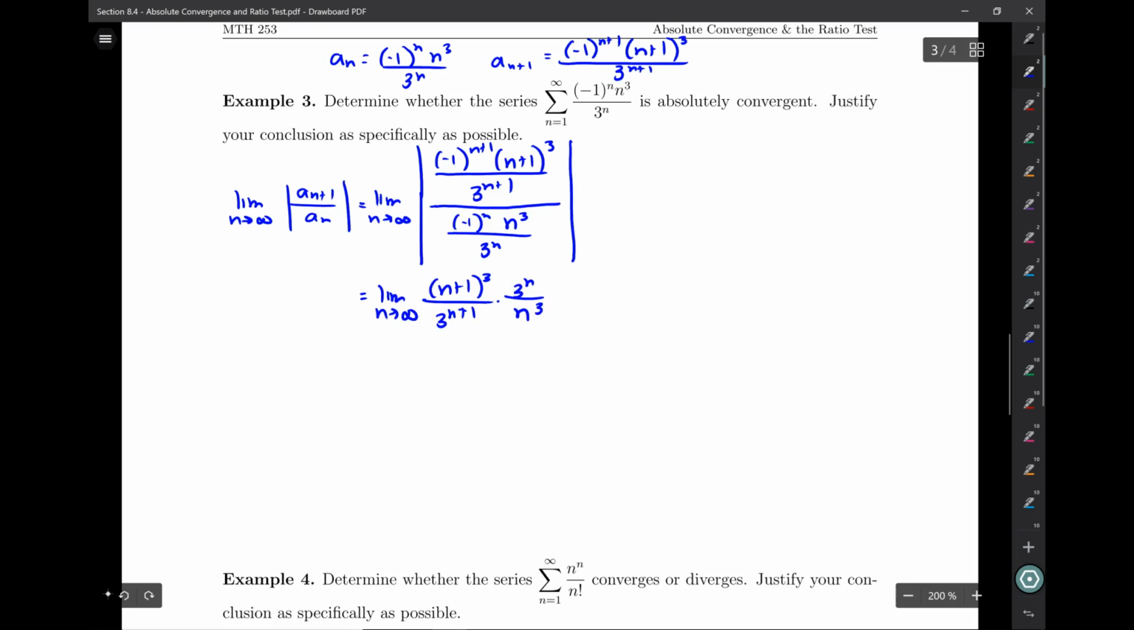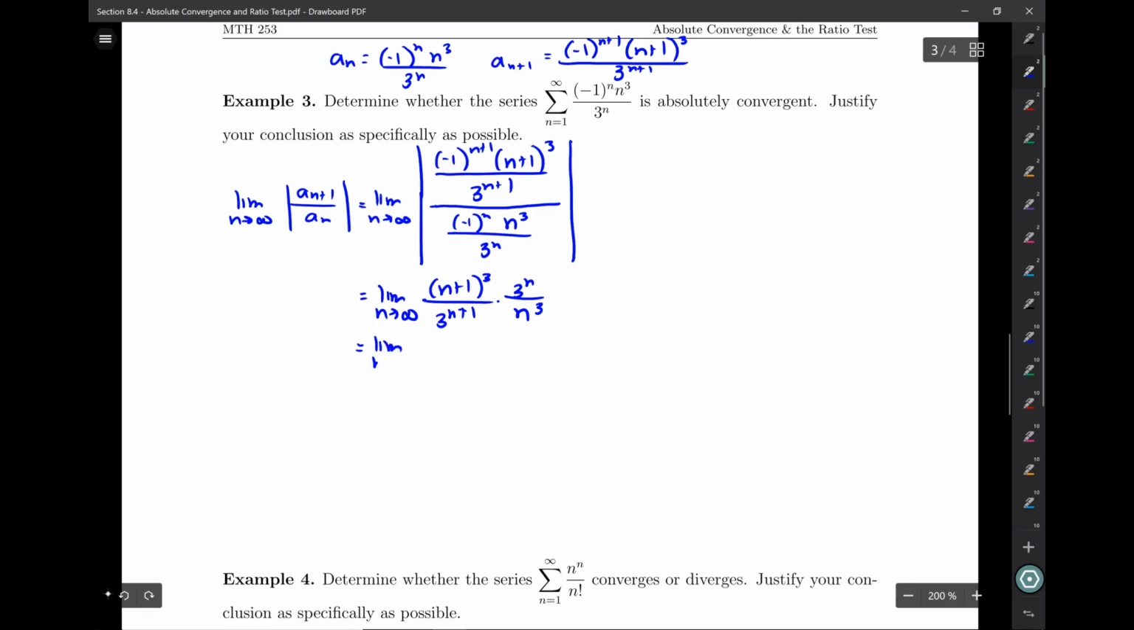Okay, so again, I got rid of the absolute value. I guess that was really like three steps in one: got rid of the absolute value, got rid of the alternating factor because we took the absolute value of it, and then instead of dividing by a fraction, multiplied by the reciprocal. Okay, let's try to evaluate this limit.